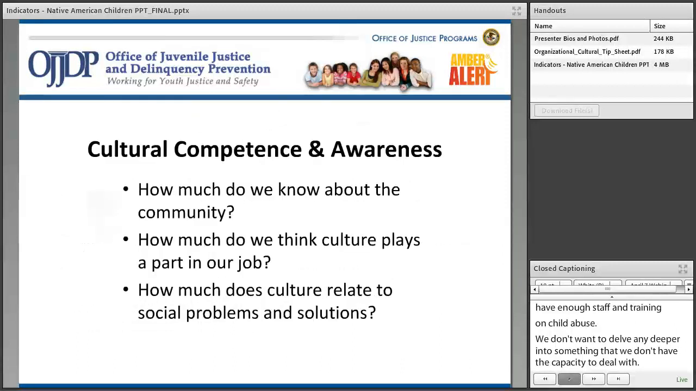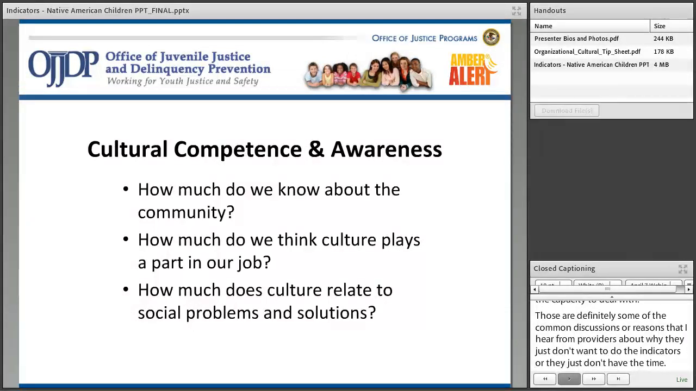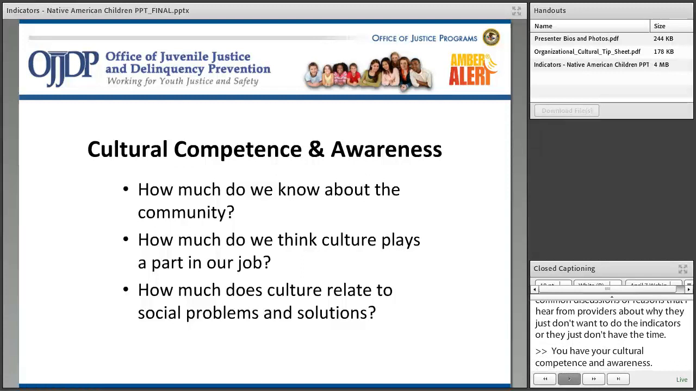So you have your cultural competence and awareness tip sheet, but the question that I have for consideration is, how much do we know about the community? One of my biggest stresses with organizations, because I also do program evaluations, is asking community programs, how much do you really know? Just because you're from the community doesn't mean that you're fully the expert in the community.